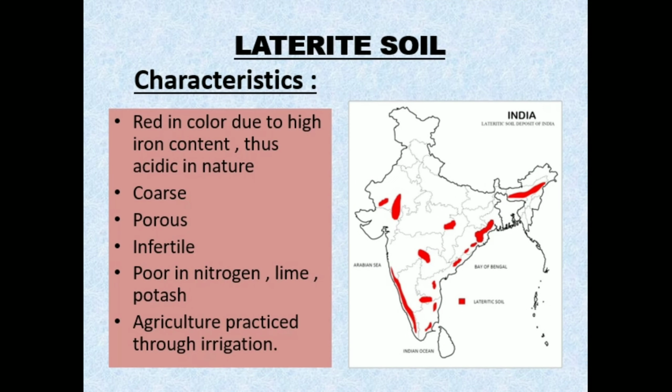The characteristics of laterite soil. It is red in color due to high iron content, thus acidic in nature. It is coarse, it is porous, infertile, poor in nitrogen, lime and potash. Agriculture practiced through irrigation.